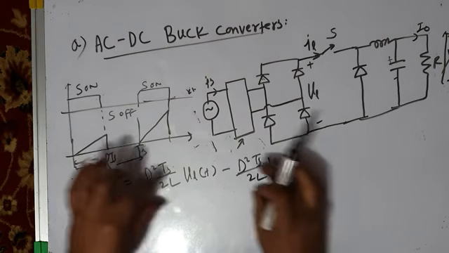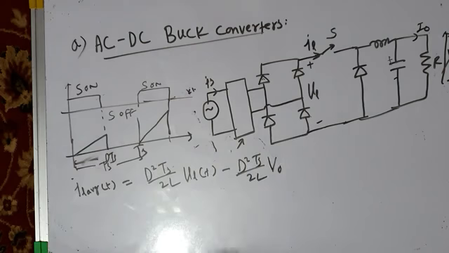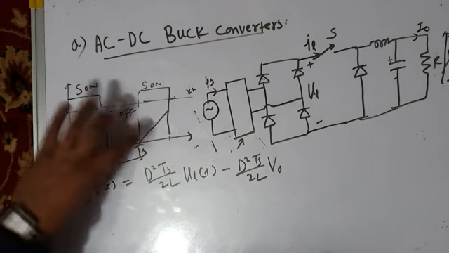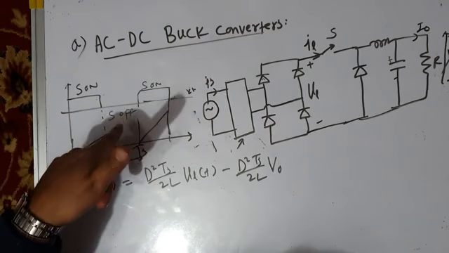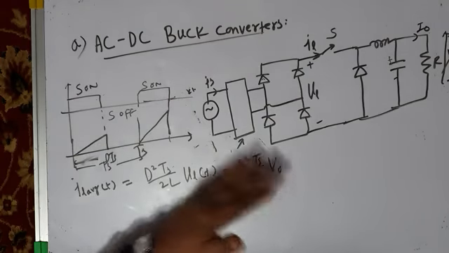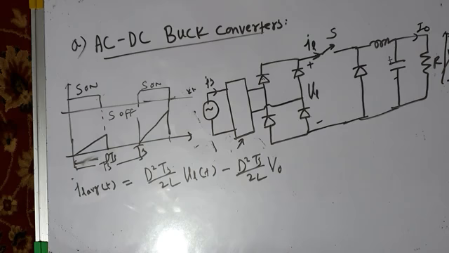I'm not deriving it. For derivation, you can refer to the research paper that I will give you at the end of this lecture, the research paper from which I took this content. You will not get it from any book. You will get it from one of the IEEE research papers, conference papers. IL average is given by this expression.